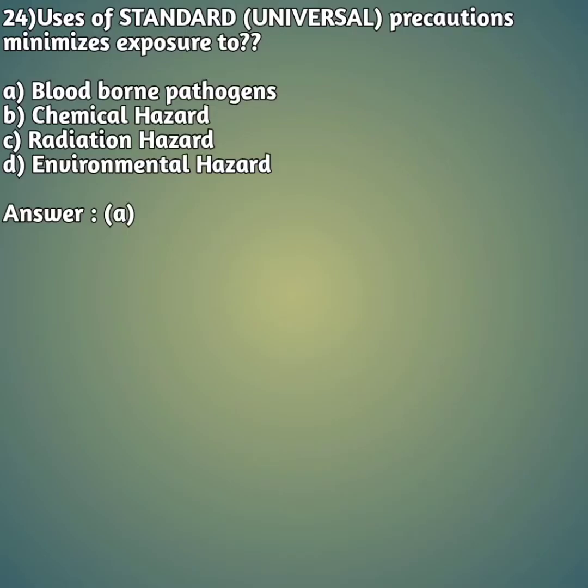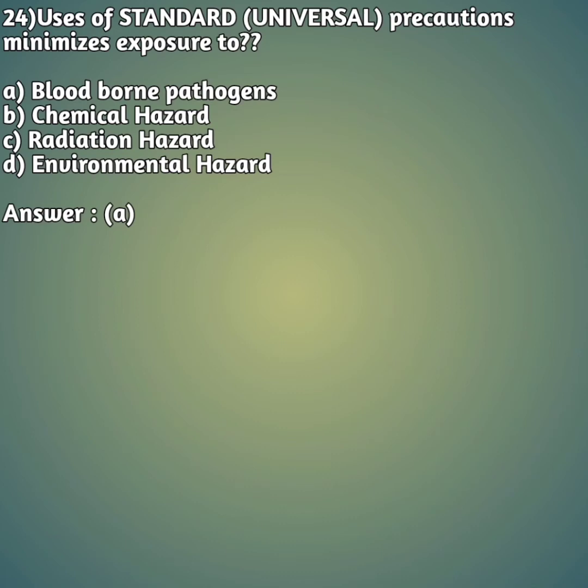Use of standard universal precaution minimizes exposure to: option A, bloodborne pathogens, option B, chemical hazard, option C, radiation hazard, and option D, environmental hazard. So the right answer is option A, bloodborne pathogens. What we are using as universal precaution is gloves, mask, and apron, which we are using daily. By the use of these, we can avoid exposure to bloodborne pathogens.